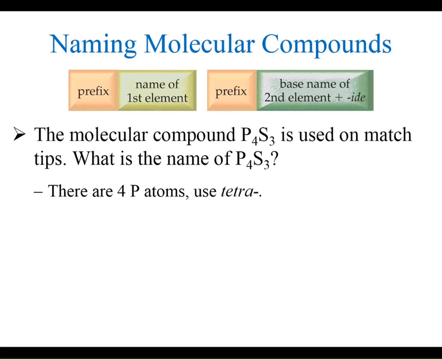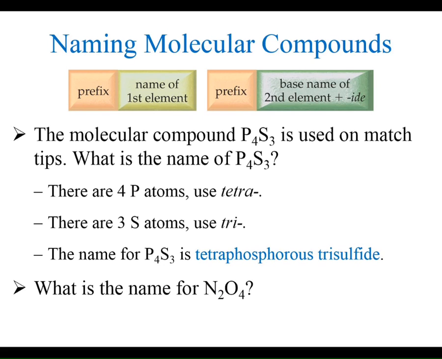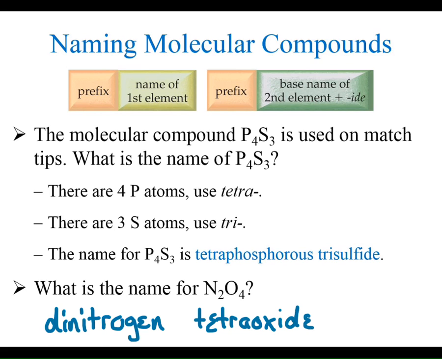Okay, how about this one? How about N2O4? So, I need to say 2 nitrogens. How would I show 2 nitrogens? Di what? The first one keeps the original name, so dinitrogen. The second one goes to ide. So 4 oxygens, tetra, oxide. And again, keep both the vowels here. Keep the A and the O. Just the mono oxide, you smush them together and make monoxide.